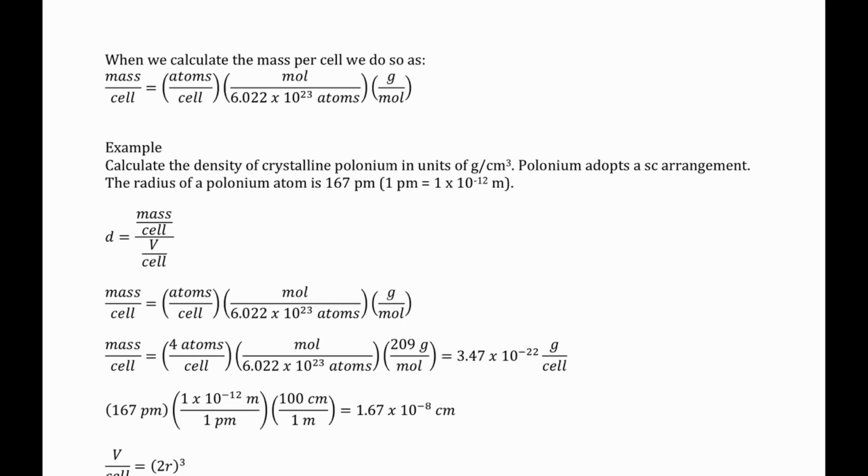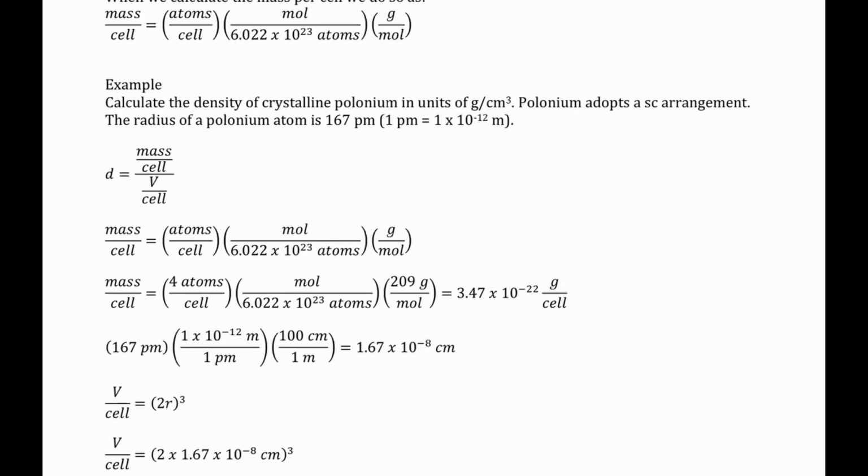So we take the atoms per cell, and then we divide by Avogadro's number, because we see with the way it's set up, atoms cancel out, and now we have moles per cell. Then we look up the molar mass of that metal and multiply by that, because then moles cancel out and we end up with grams per cell. So that's how we get the mass per cell: atoms per cell divided by Avogadro's number times molar mass.